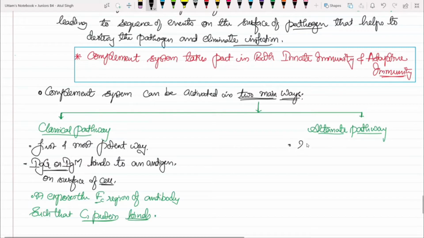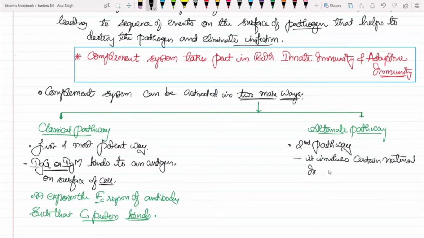This is the second pathway. Second pathway is the alternate pathway. Okay. It involves certain natural immune response. So production of antibodies will not be involved. So it is related to innate. Okay, so alternate pathway with respect to innate. Classical pathway with respect to adaptive.